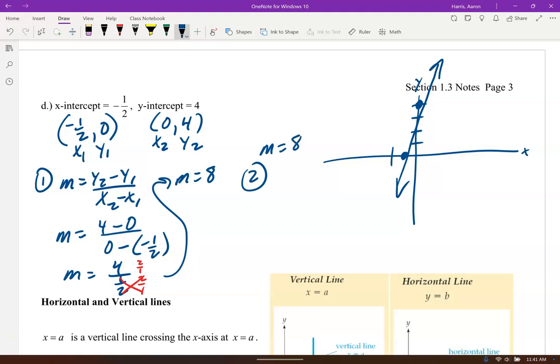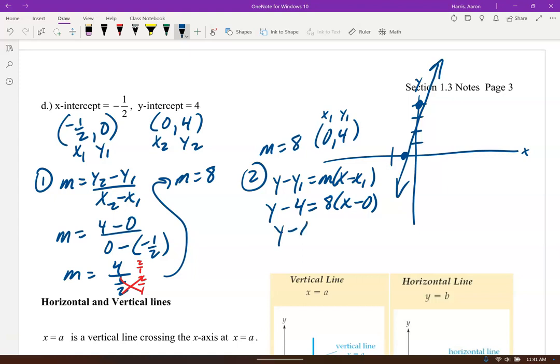And I don't really want to use negative 1/2, 0. So I'm going to use Megan's suggestion. I'm just going to use 0, 4 as my point this time. I could use either one because they're both on my line. So y minus 4 equals 8, x minus 0. And see how that's much nicer to work with. Add 4 to both sides, so we got 8x plus 4. That's nicer than dealing with that fraction, negative 1/2 in my opinion.